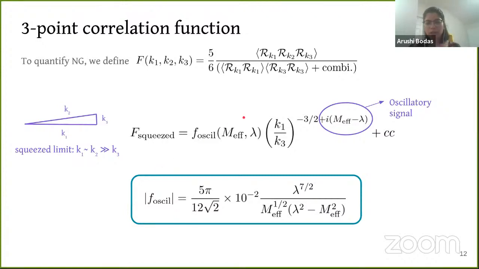Here I'm just showing you what the final expression looks like. We still have a nice oscillatory pattern in our 3-point function, which is good. That's the unique signature. And we see that the strength of this 3-point function is not suppressed by the Boltzmann factor anymore and has this characteristic dependence on mass and lambda.